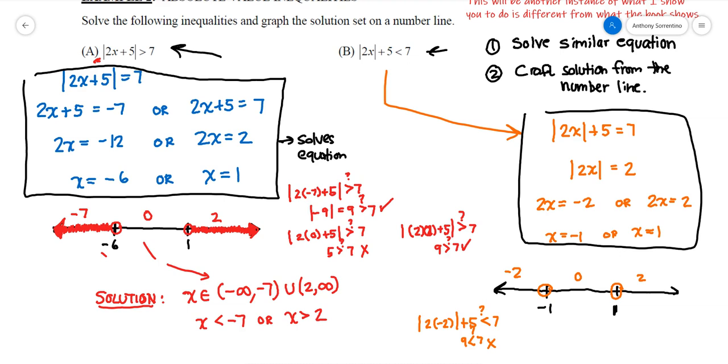If I use the 0, I'm going to have the absolute value of 2 times 0, plus 5. Is that less than 7? Well, 2 times 0 is 0. The absolute value of 0 is 0. 0 plus 5 is 5. Is that less than 7? Sure is. So this middle region is going to get filled in.